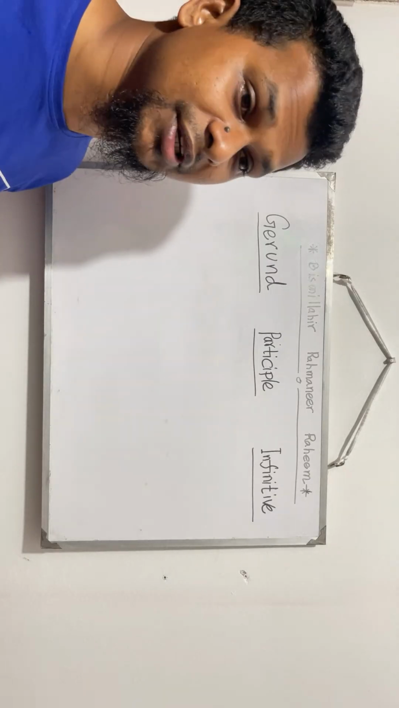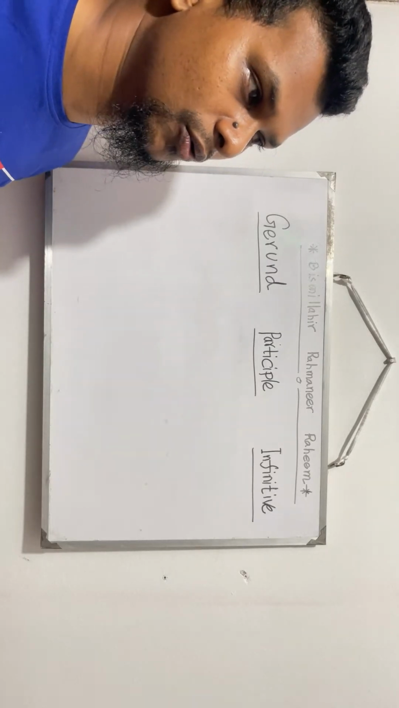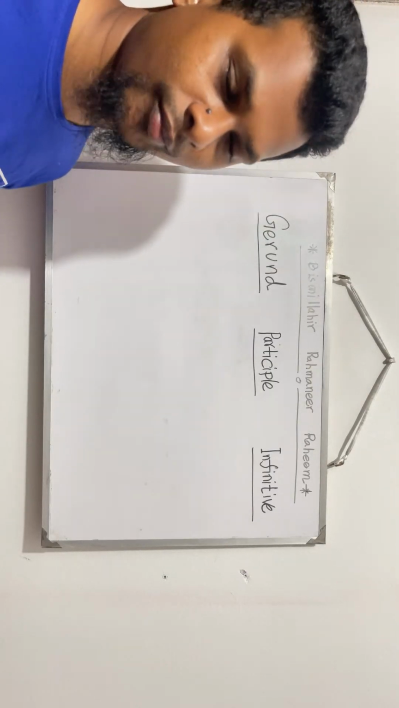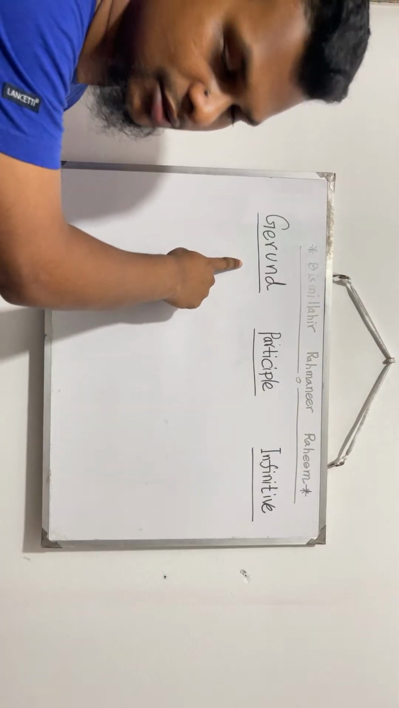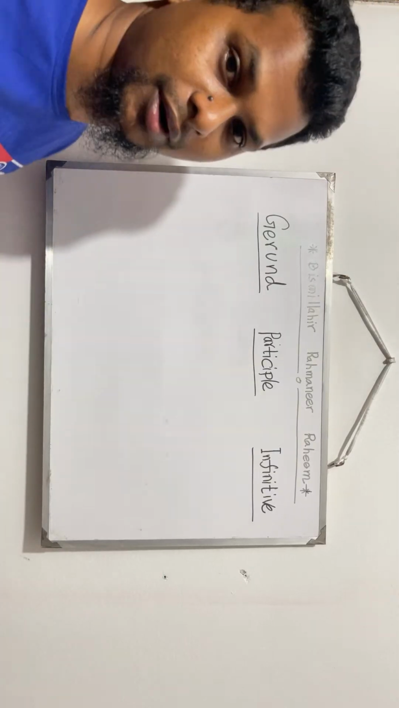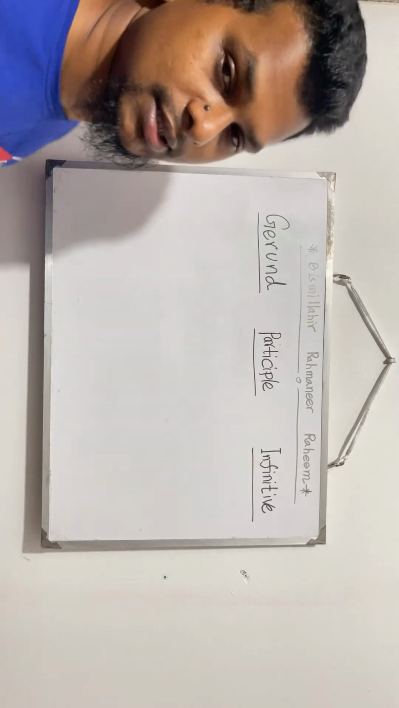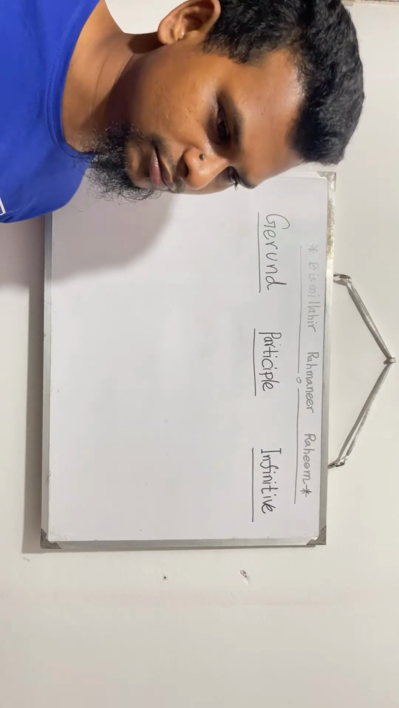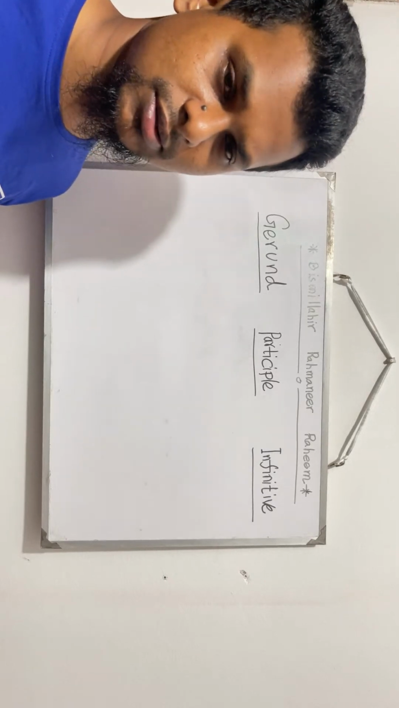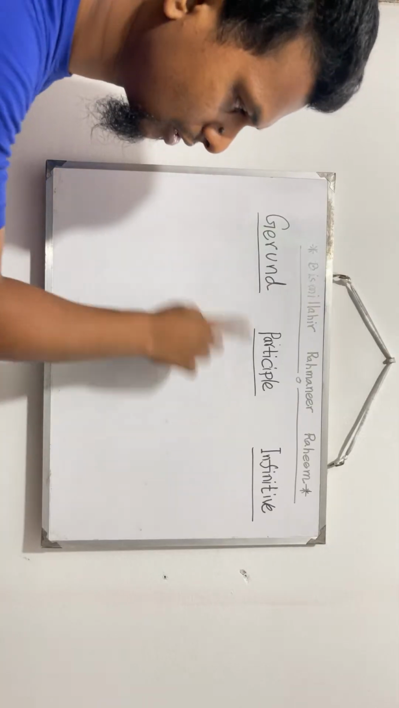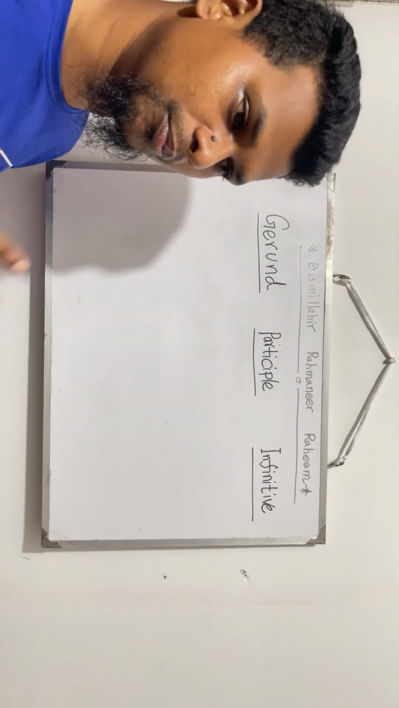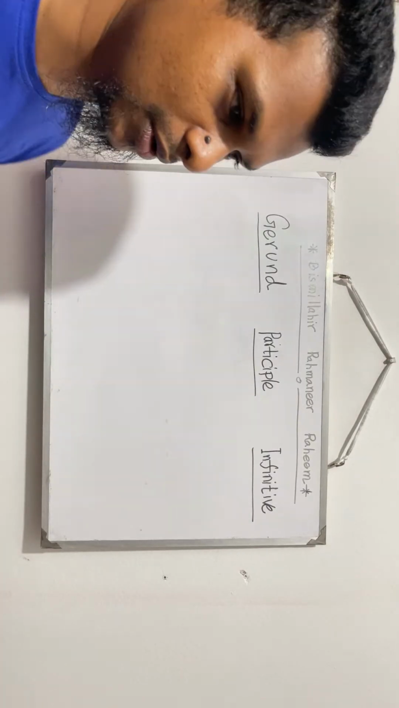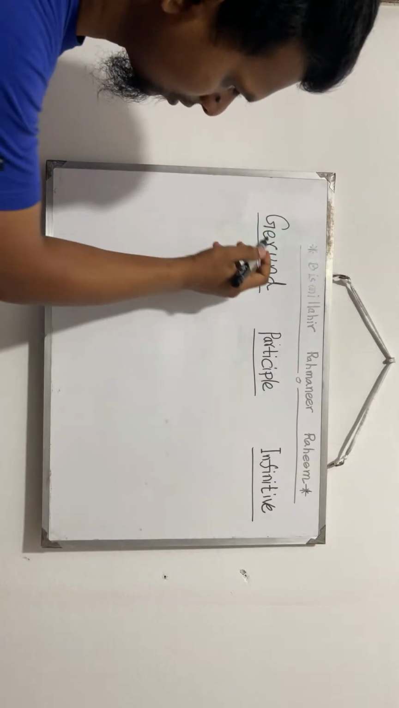So let me tell you, today's live is about 3 confusing English grammatical items. First one is gerund, second one is participle, and third one is infinitive. Most of the students, and not only students, professionals, and most of the people confuse among these 3 items, and most often they confuse between these 2. Alright, let me tell you what gerund is. Gerund.